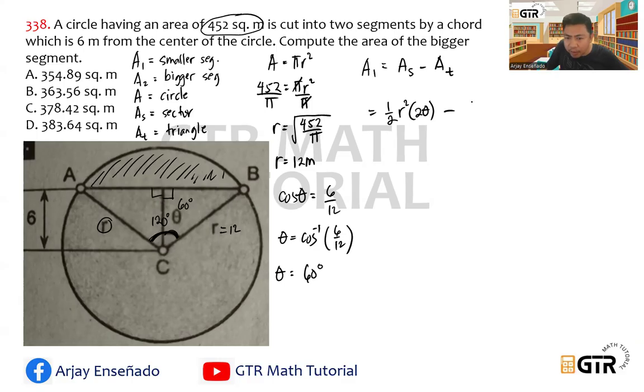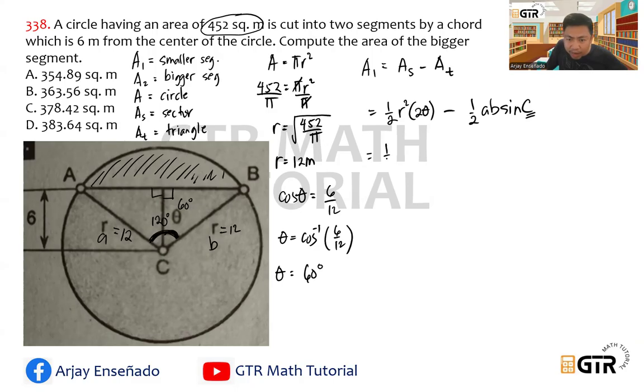Okay? And then we have minus 1 half. We can use the formula for the area of a triangle, the formula 1 half AB sine C, because this is also the radius, so we have 12. So if this is A and this is B, therefore the included angle is the capital letter C. And then we know that this angle is 120 degrees. Okay, so let's just substitute.